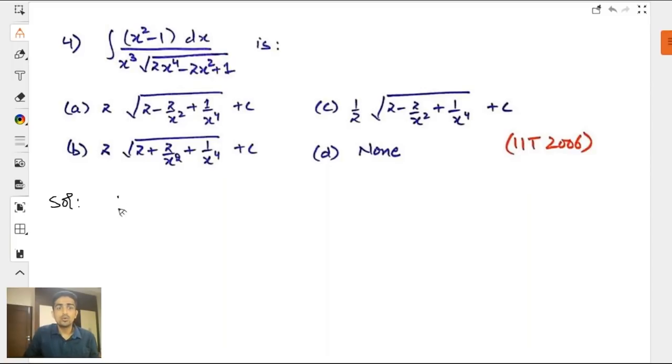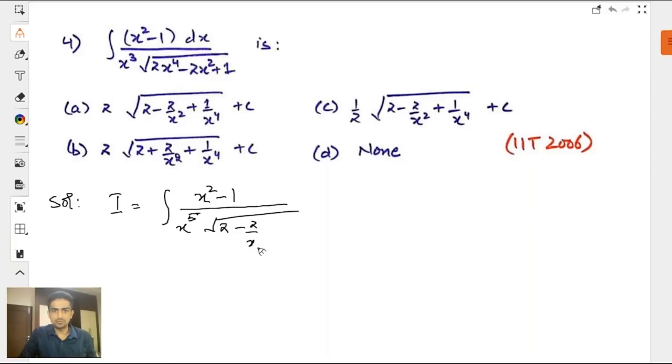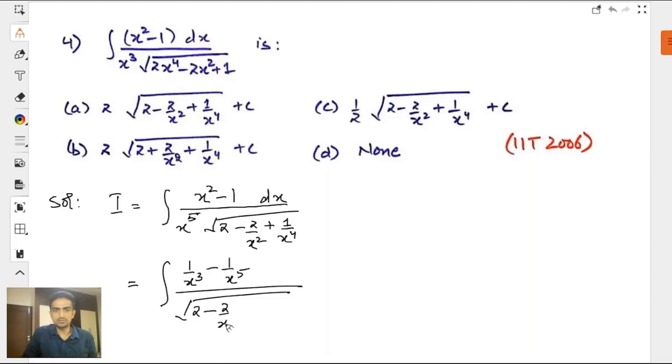Same. No difference at all. I'm pretty sure I will take something common, it will cancel out, and you will know what to put equal to t. Take x power 4 common. That is the biggest power here we have. Take it common. You will get x square outside, so it will become x power 5. Root of 2 minus 2 by x square plus 1 by x power 4. Clearly it divides. So 1 by x cube minus 1 by x power 5 divided by 2 minus 2 by x square plus 1 by x power 4.